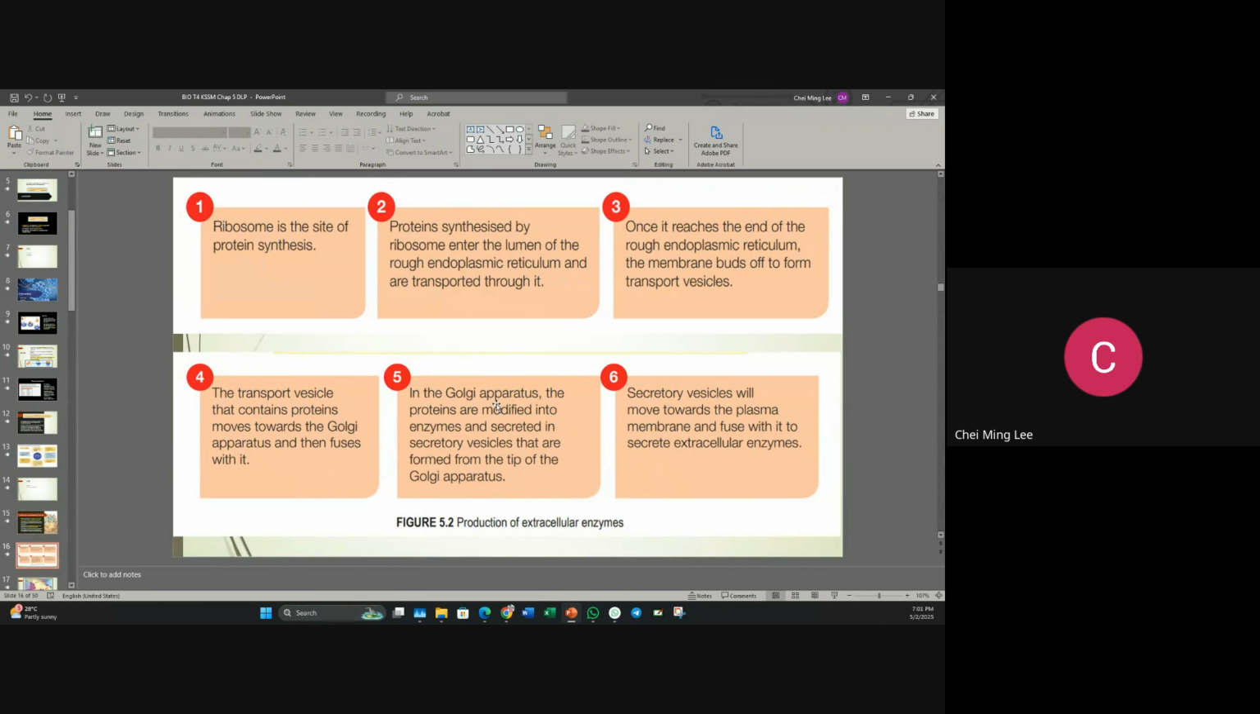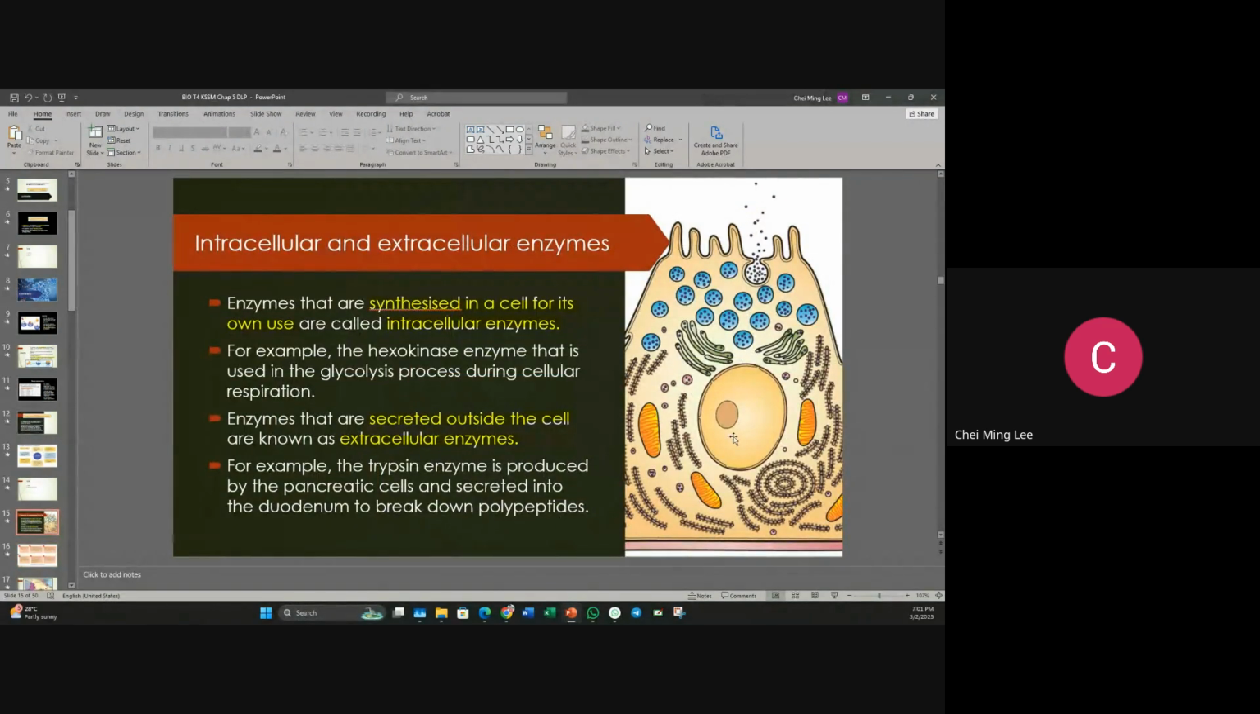Okay, so now let's see the production of extracellular enzymes. Like this one, you see, it will be produced by the Golgi apparatus and the rough endoplasmic reticulum, or the smooth endoplasmic reticulum. They are involved. Why? Because these three are the ones that help to create and modify the protein.